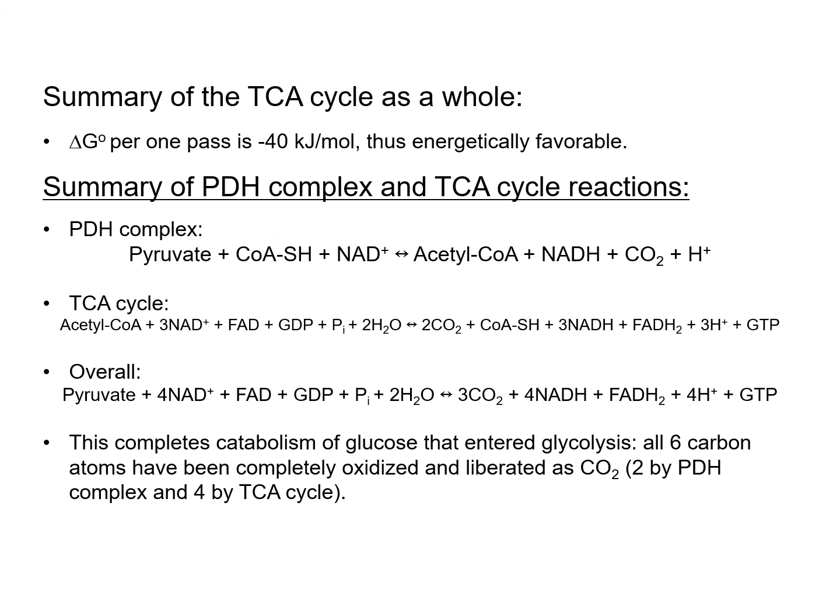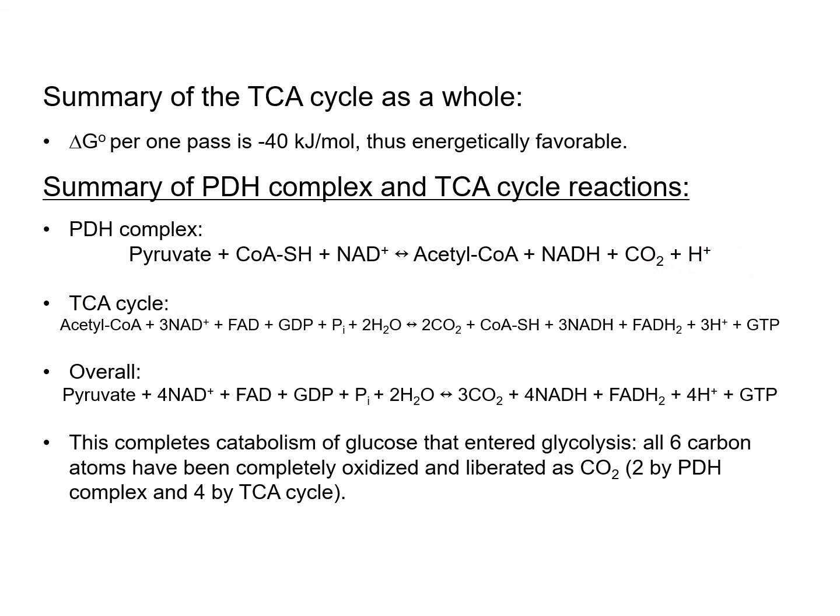The energetic balance of the TCA cycle as a whole will be, with the delta G naught per 1 pass, minus 40 kJ per mole. So it's energetically favorable. And this is a summary for the PDH complex and TCA cycle reactions. So for the PDH complex reaction, 1 pyruvate molecule, coenzyme A, and NAD plus get acetyl-CoA, NADH, carbon dioxide, and a proton.